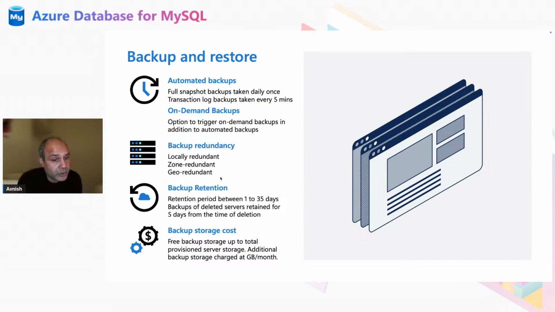In case of local redundant, we will have multiple copies of your backups in the same zone where your primary instance is deployed. When you do zone redundant backups, your backups will be copied in a secondary zone in the same region where we will have multiple copies of your backup files. And finally, with the geo redundant, we copy those backup files from primary region to Azure paired regions, which could be different than your DR region. And we will talk about this in a coming slide.